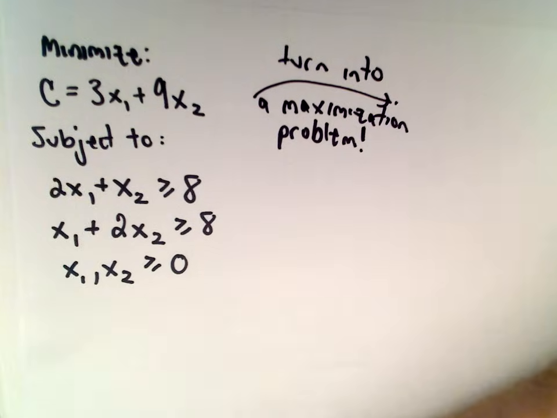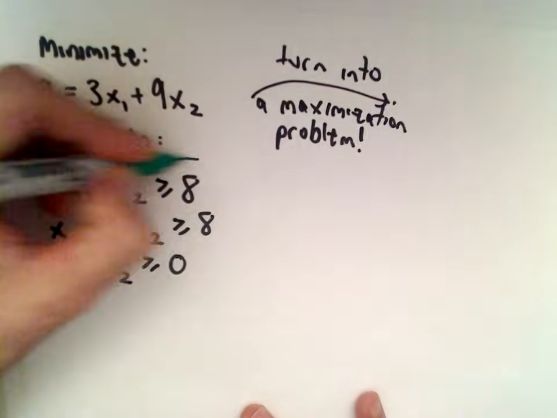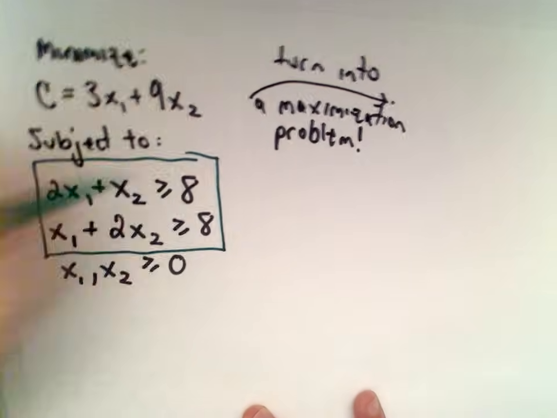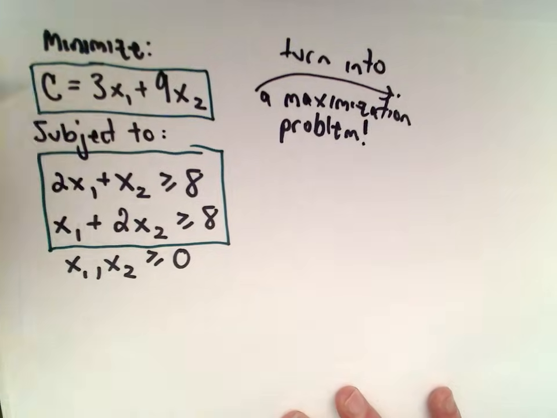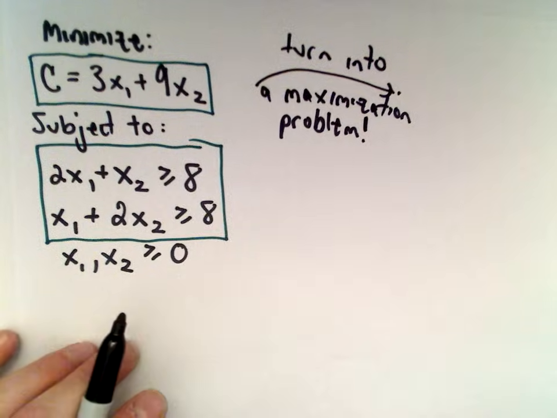So let me box those in. So here are our constraints. What we're going to do is put the constraints along with our equation into a little matrix form, and we're going to take what's called a transpose. So let's write it down first.